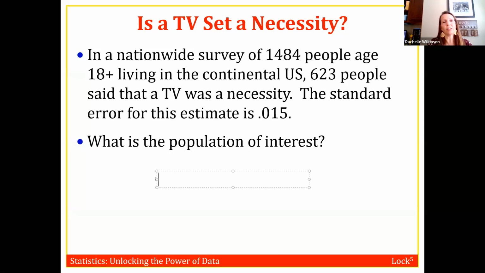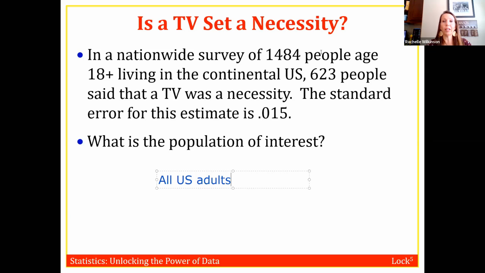So I see lots of good answers in the chat window. Adults living in the US, 18 plus in US, people 18 plus, all those are good. I'm going to throw the word "all" in front of there, because that's going to remind me that I'm talking about everybody and not just the people that I sampled here. So I'm going to say all US adults. Okay, so my population is all US adults.